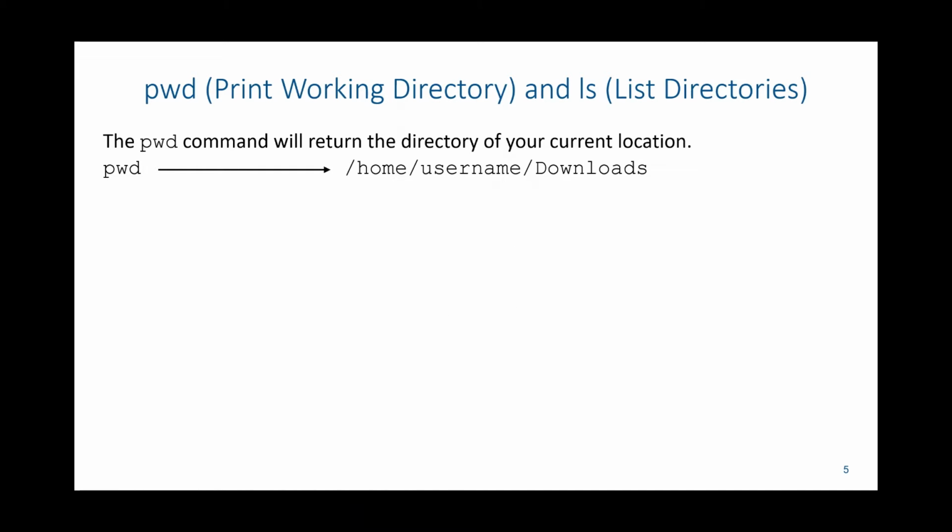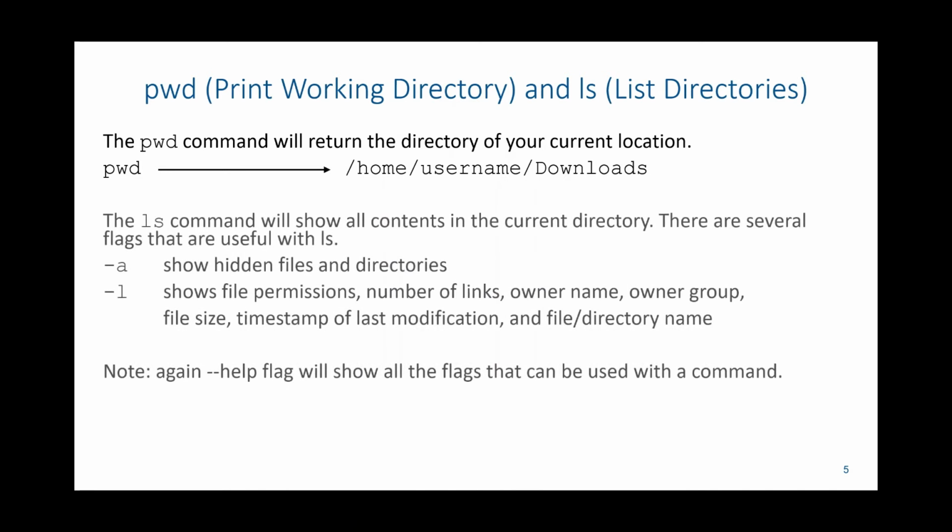A few useful commands are first print working directory, pwd, and ls, which is list directories. The pwd command will list exactly where you currently are on your terminal, whether it is your Mac terminal or your Linux terminal. The ls command will show all the files and directories within that directory, or within the specified directory. If you want to show hidden files, you add the -a flag.